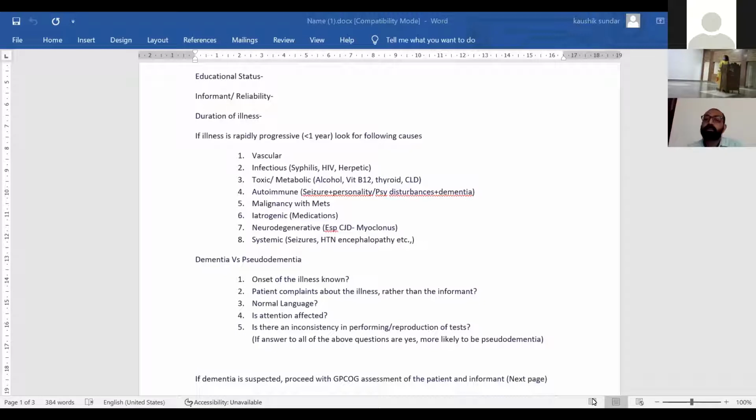And there is also inconsistency or consistency. See, in demented patients, usually they are consistent and reproducible in all the cognitive tests that you do, whereas in pseudo dementia, they are inconsistent. One time you tell them to do something, you draw a circle or draw a clock, they will do it in one way, and the next time they do it in some other way. This is how you differentiate a psychiatric patient from a demented patient.